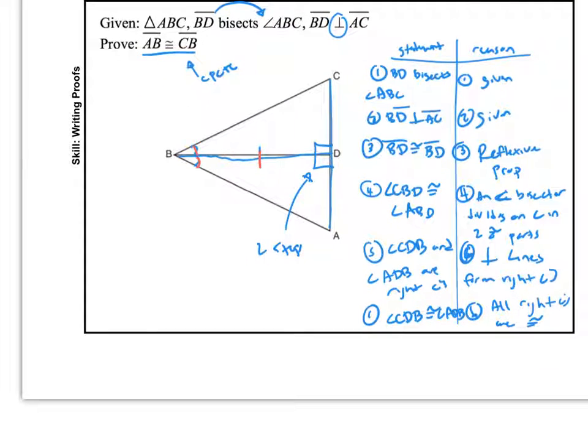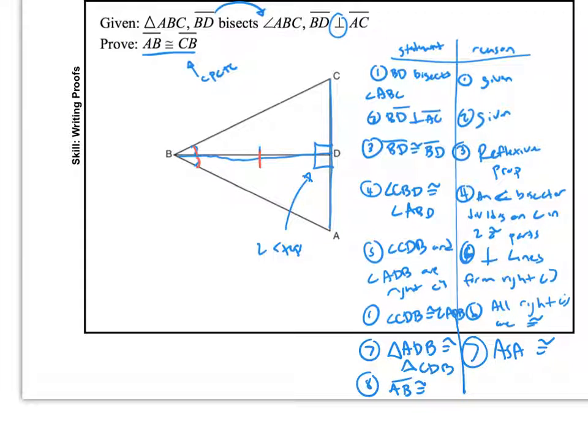All right, final two steps. Seven, we now know that the two triangles are congruent. So we're going to state triangle ADB is congruent to triangle CDB because of angle side angle congruence. And then finally, eight, we know that AB is congruent to CB because of CPCTC.